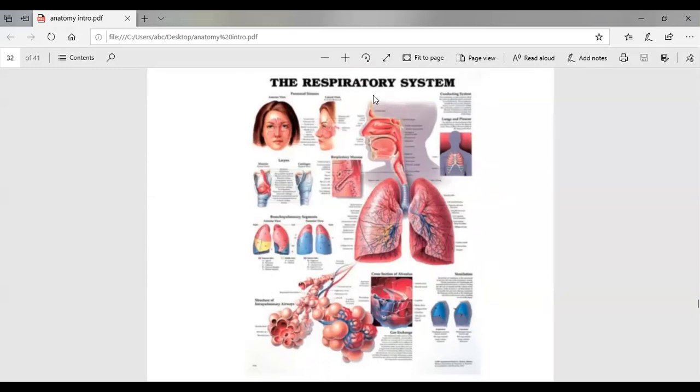So we take oxygenated or pure air through our nose, then it goes down the different organs. The different organs are called the pharynx, larynx, the trachea, the bronchus, and through the bronchus the air enters the lungs. So what happens in the lungs?